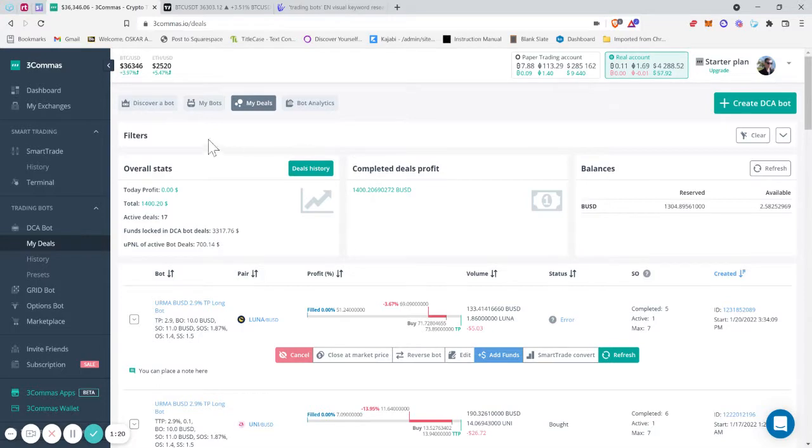So this is 3Commas. This is the platform. This is my account. As you can see, this is my real account. I have 4,000 US dollars in it. It's a paper trading account. They give you a trading account once you upgrade from the free account. But of course, you can start for free, actually. So this is just to give you an idea of what trading bots are.